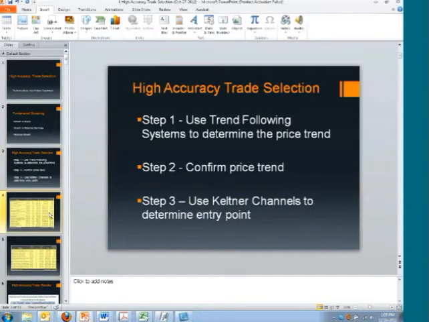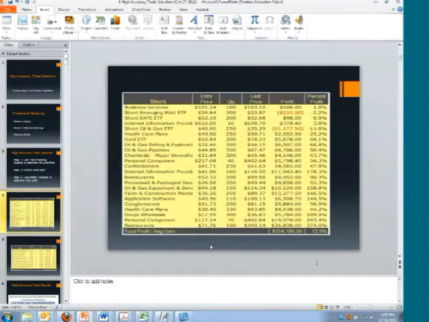And this trade selection process has been working real well for us this year. And I'm displaying the current open trade profit results for the stock portfolio. I use the fundamental screening and the trade selection process to select stocks for the stock portfolio. And we currently have a $154,000 open trade profit and an average return of 72%.